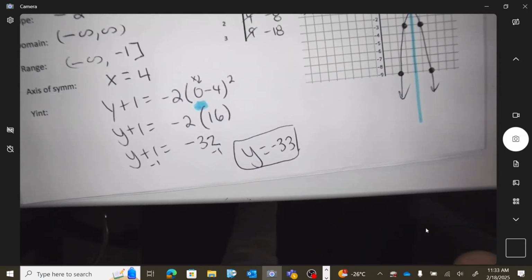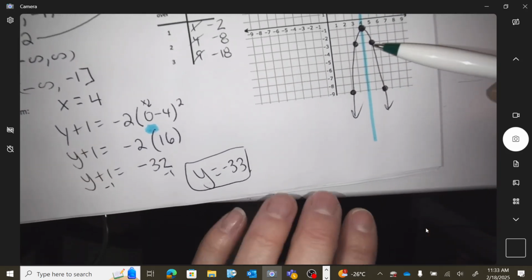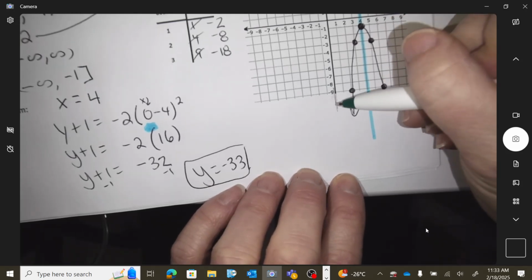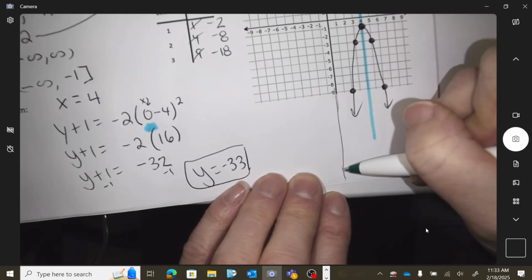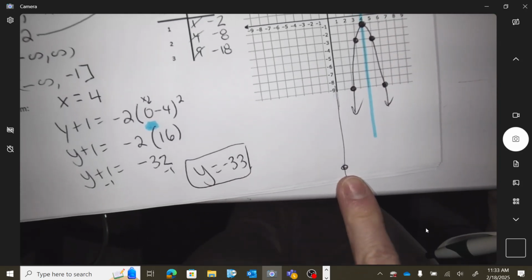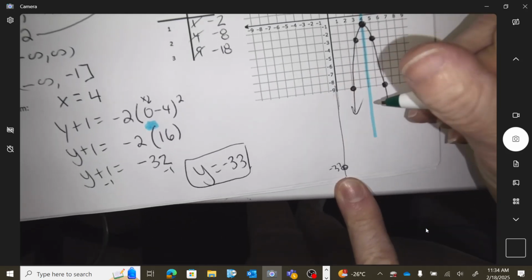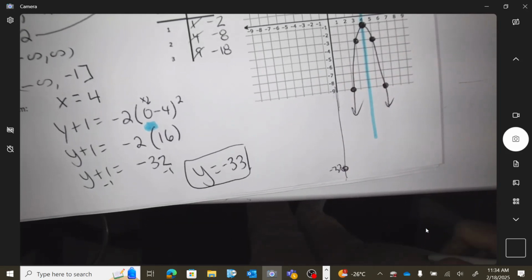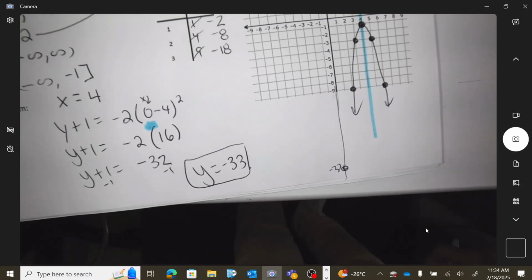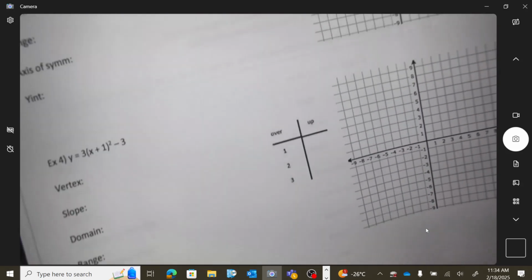Okay, so checking out my graph, and this is my y-axis. Do you think it would cross way down there at -33? Does that look like the pattern would do something like that? Yeah. Wait, there's 2 more of these.